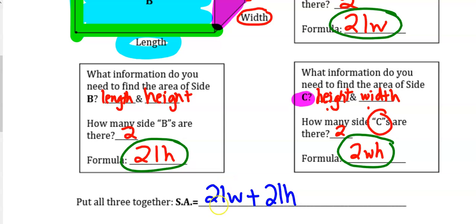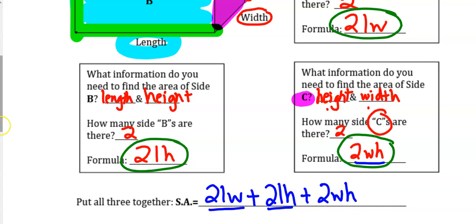I'm sorry, this was top and bottom. So the first one is going to be our top and our bottom. The second one is going to be our front and our back. And then the two sides are right here, are 2 times width times height. So now you can see that we have an expression. So with any expression, as we learned in the last part of the unit, all we need to do is substitute numbers for the letters that we've been given.